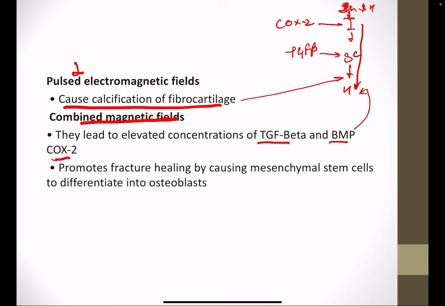Promote fracture healing by causing mesenchymal stem cell to differentiate into osteoblasts. This is again necessary. We know osteoprogenitor cell is mesenchymal stem cell, which comes from 3 sources, which we read in our first video. So we have understood how all these augment.